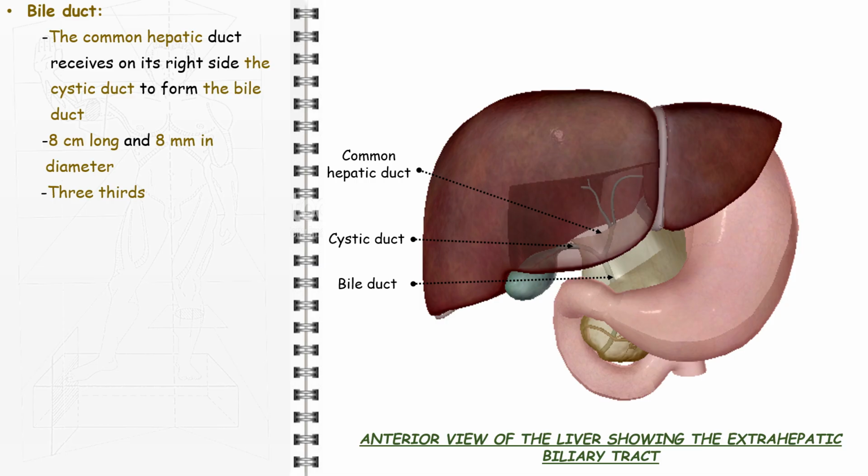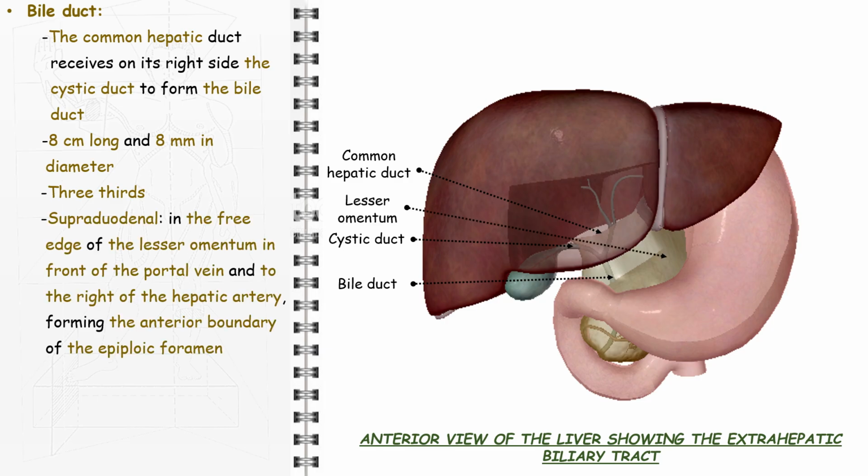The supraduodenal part lies in the free edge of the lesser omentum in front of the portal vein and to the right of the hepatic and right gastric arteries, the hepatic plexus and the hepatic lymph nodes forming the anterior boundary of the epiploic foramen. The retroduodenal third runs behind the first part of the duodenum, the upper edge of the head of the pancreas and the posterior branch of the superior pancreaticoduodenal artery.